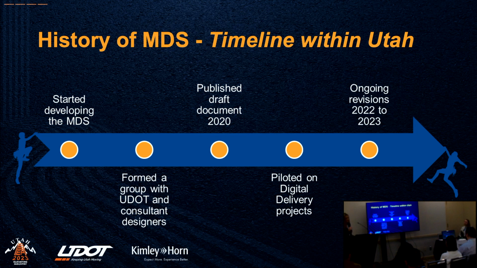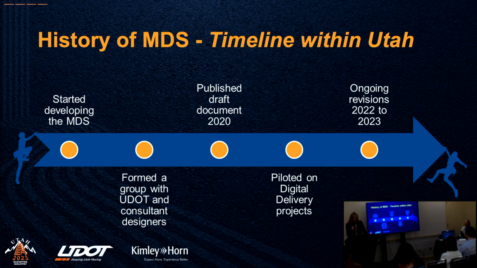So here's a little bit of a timeline. The first draft was started back in 2020. That was a good year, right? No, it wasn't. Anyways, it was started back in 2020, and UDOT formed a group of consultant design engineers together. They utilized the AID grant and really dug into what everybody thought the model development standards should be. We published our first draft in 2020, and that's been on the UDOT Digital Delivery website since then.